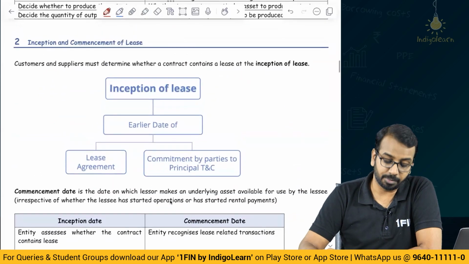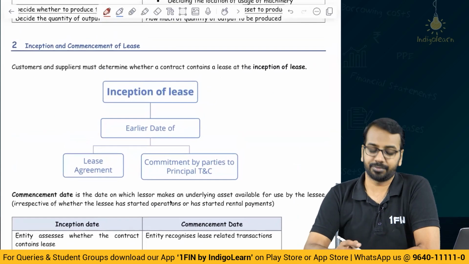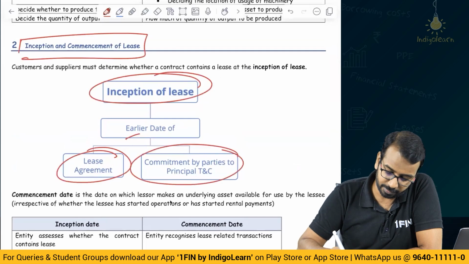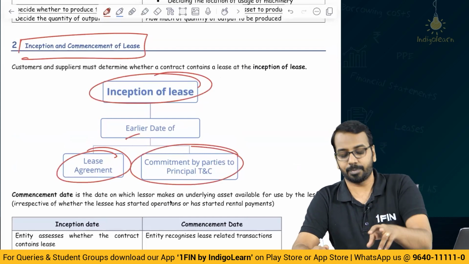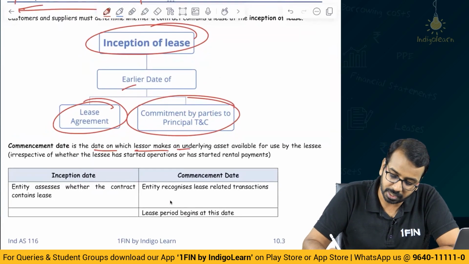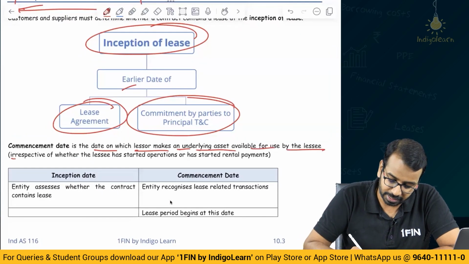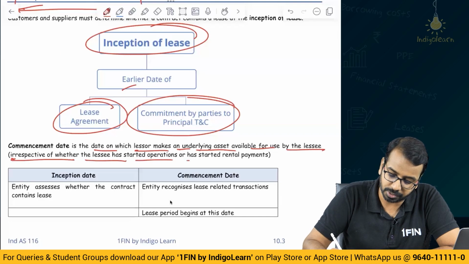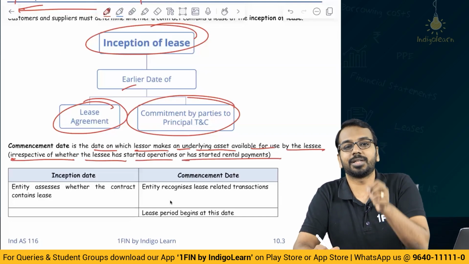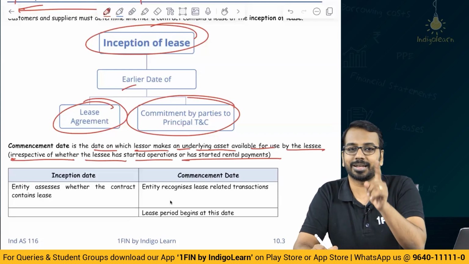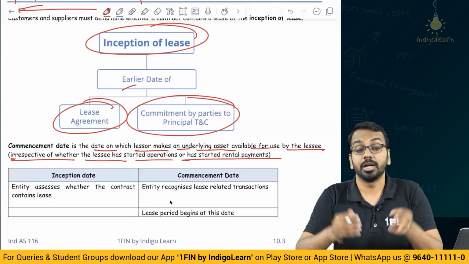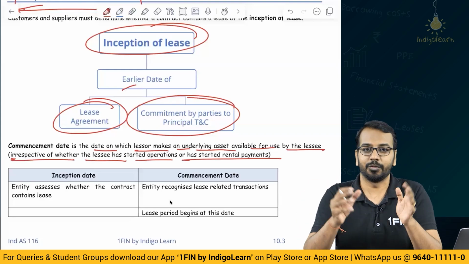Now, coming to some important terminologies that we need to remember. Inception and commencement of the lease. Inception is the earlier date of the lease agreement and commitment by the parties. So either the agreement or commitment by the parties, whichever is earlier, that is the inception date. And commencement date is the date on which the lessor makes an underlying asset available for use by the lessee, irrespective of whether the lessee has started operations or payments. So lease commencement is the date on which the asset is made available to the lessee. The inception date is the date either when you have entered into the contract or you have agreed to the principal terms and conditions of the contract.